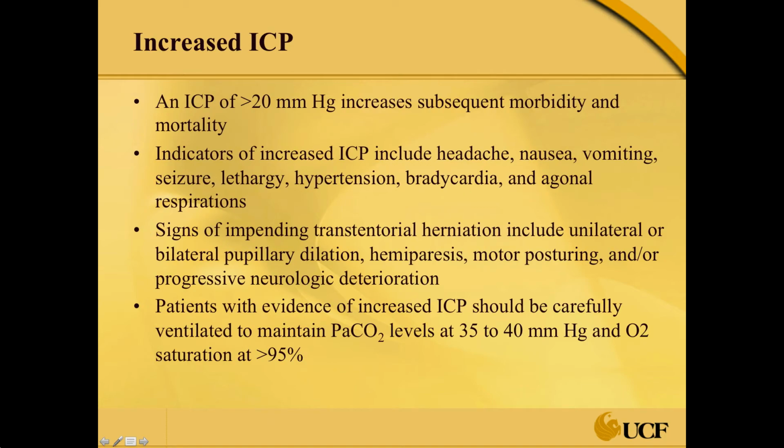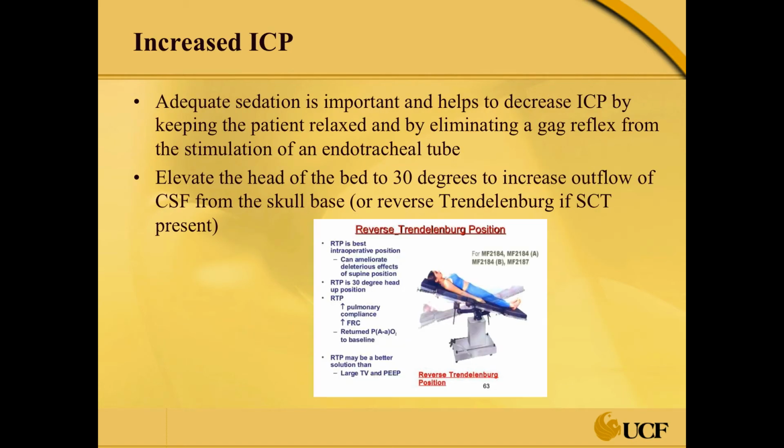Signs of impending transtentorial herniation include unilateral or bilateral pupil dilation, hemiparesis, motor posturing, and progressive neurologic deterioration. And if the patient has evidence of increased ICP, they should be carefully ventilated. You want to keep their CO2 between 35 and 40 and their O2 saturation greater than 95%. Adequate sedation is important and helps decrease ICP by keeping the patient relaxed and eliminating their gag.